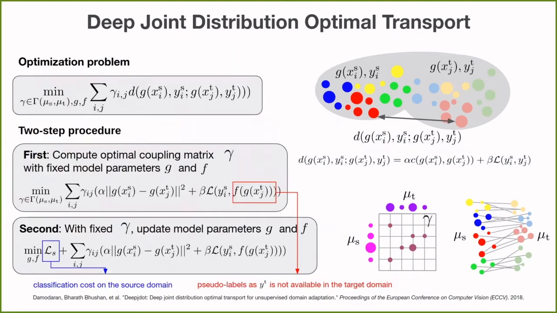The method consists of two steps to solve this optimization problem. In the first step, we compute the optimal coupling matrix gamma, fixing the parameters of the feature extractor and classifier. And in the second step, fixing the optimal coupling gamma, we update the parameters of the feature extractor and classifier.